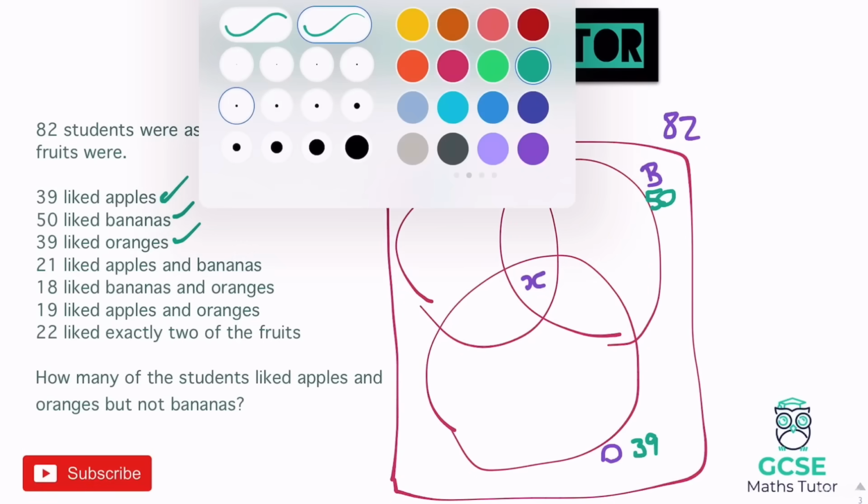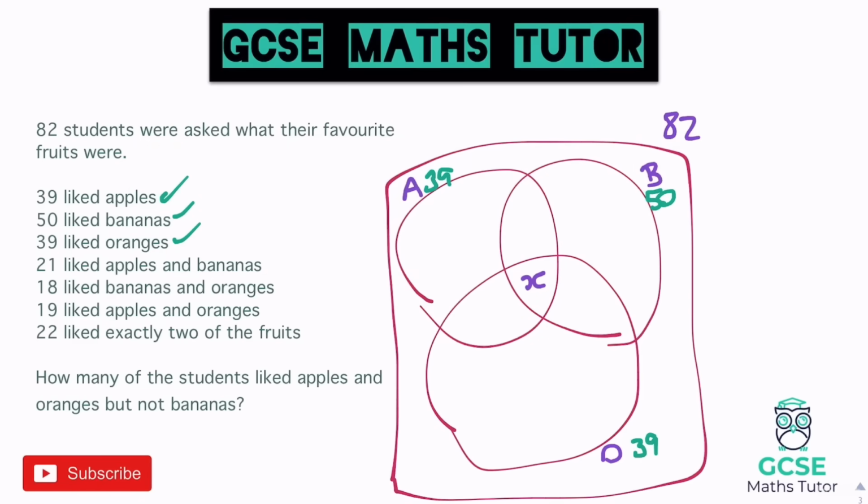Now it says, there we go, 21 liked apples and bananas. So 21 like apples and bananas. So that is going to be 21 in total, including that crossover that's going in these two, just here where the apples and bananas cross over. So if I knew what the middle number was there, I'd do 21, I'd take away the value of x in the middle, but I don't actually know what x is, so I'm just going to write in here that's 21 minus x for that one. Okay, so that's that one done for the moment in terms of algebra.